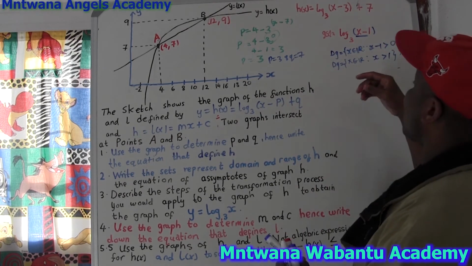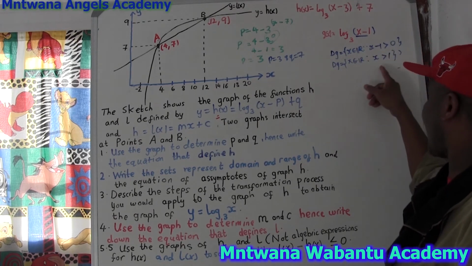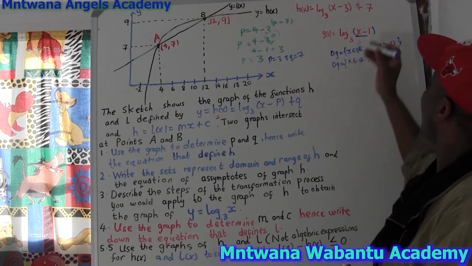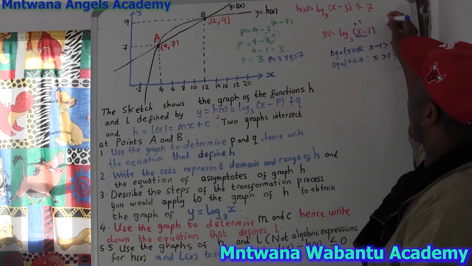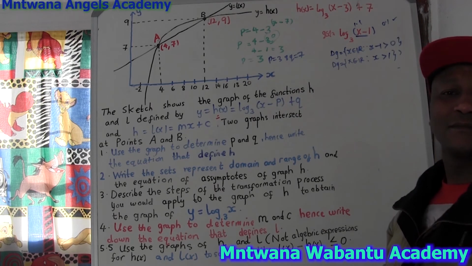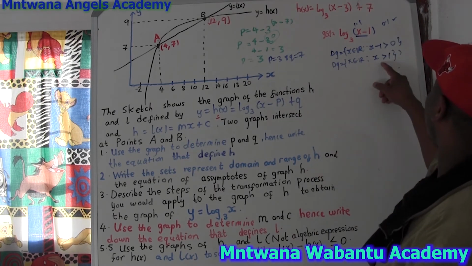You can even try it here. Don't think of a number, just use this methodology. X greater than 1, what does that mean? For example, if you take 1.1, it's going to work. What is 1.1 minus 1 equal to? 0.1. A log of 0.1 gives us an answer. Try a number, let's say less than 1, let's say negative 2.